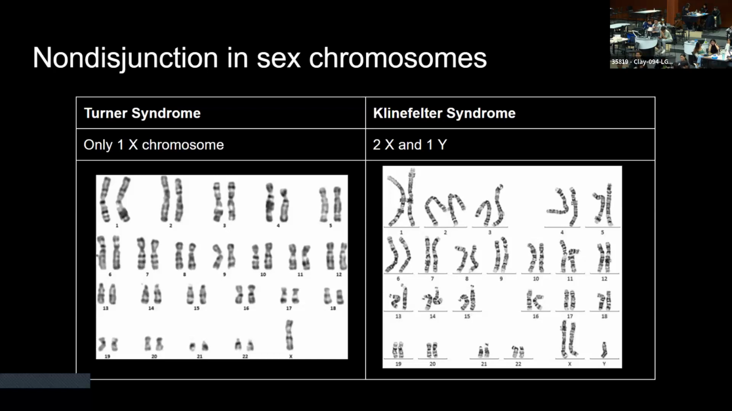Now, if you struggle with remembering the order of this, what I just think is Turner is a shorter word than Klinefelter, and 1 is less than 3. So you can associate 1 X chromosome with Turner, and then 2 X and 1 Y with Klinefelter. Again, this is very, very high yield alongside the next slide.